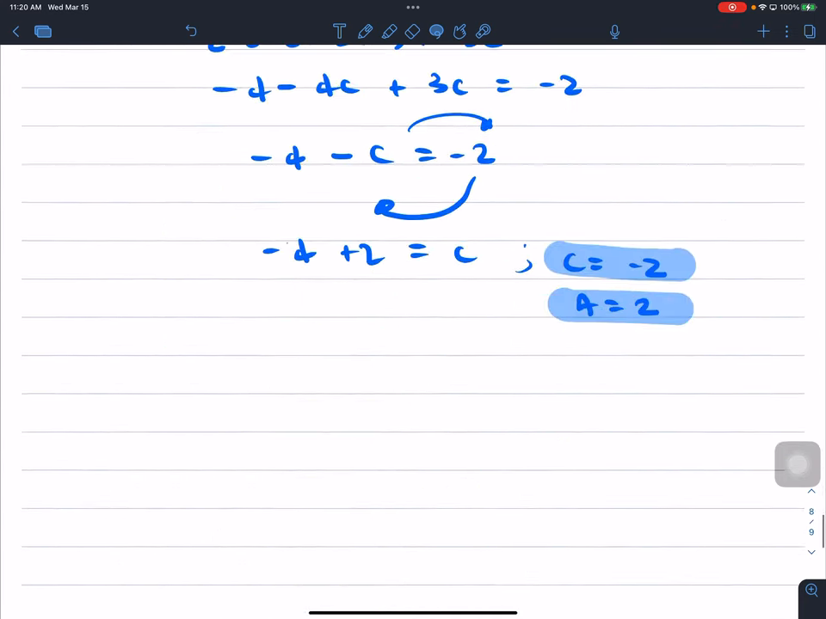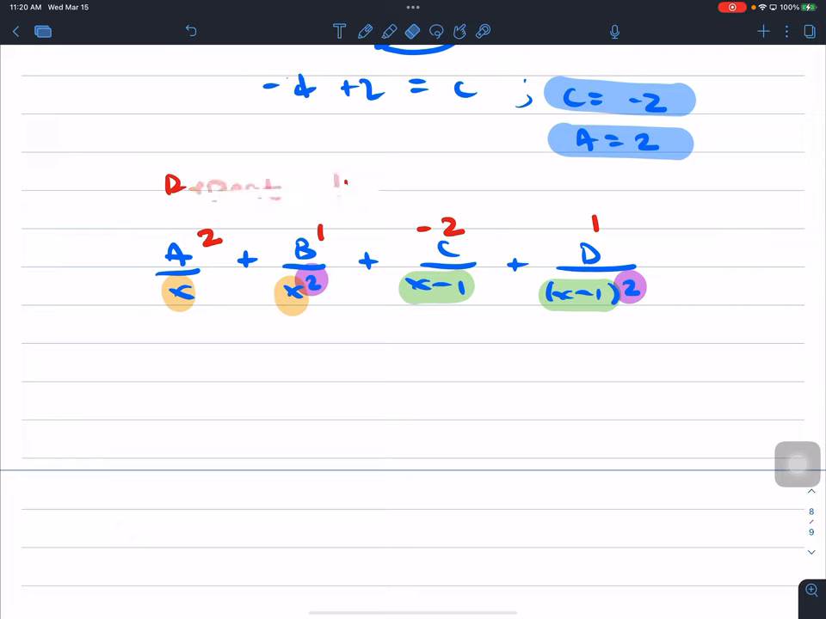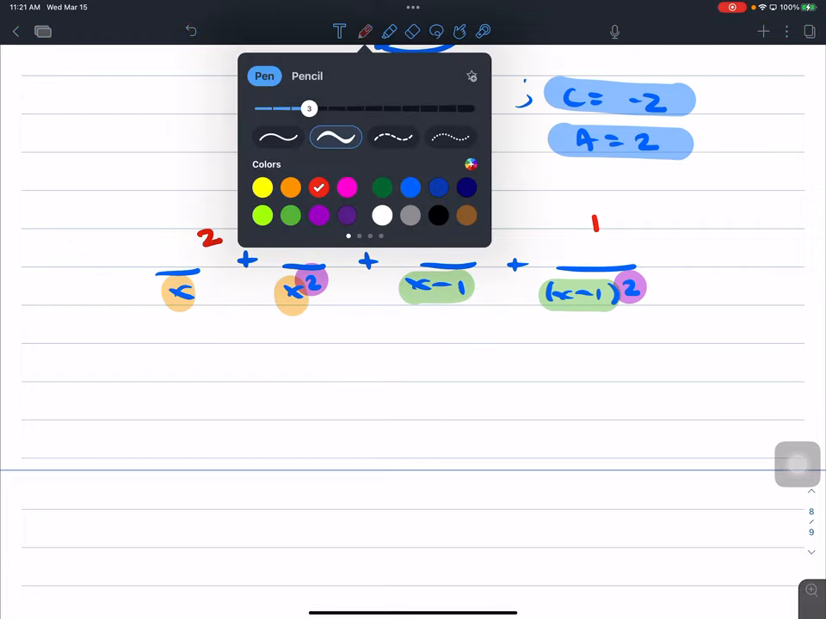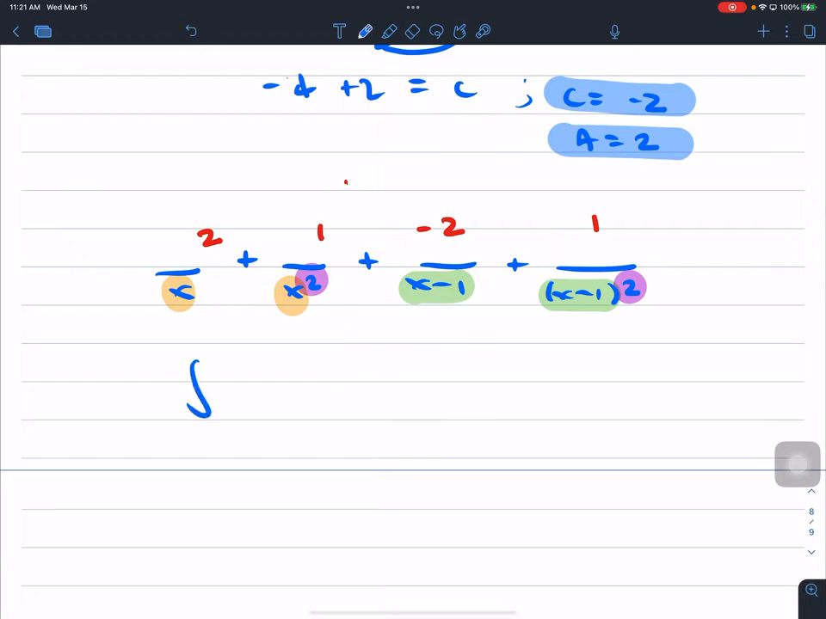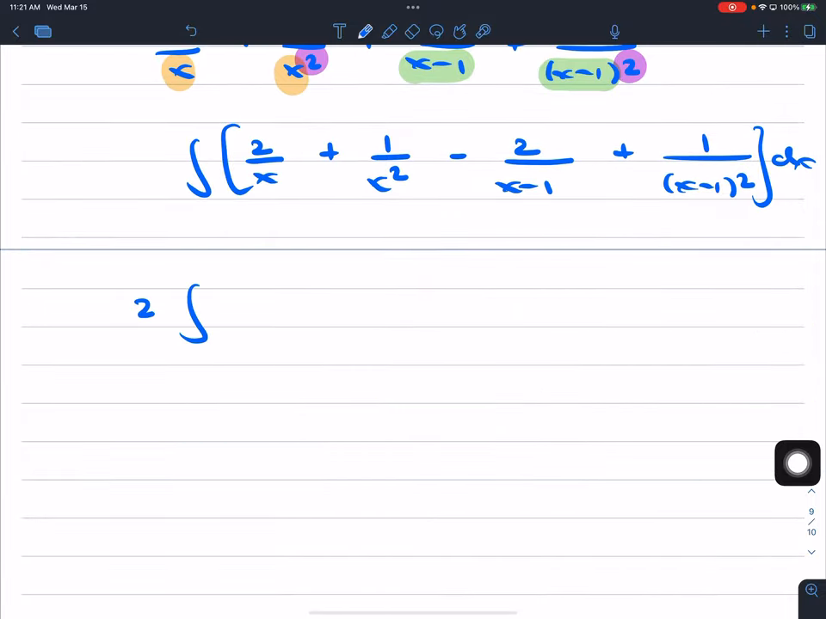So now you have a much easier what? In theory, you have a much easier integration to do. A is gone, B, C, D. So here's what that means. 2 over x, 1 over x squared, pull out your constant, 2. Properties of integrals. Oops, this is a dx.